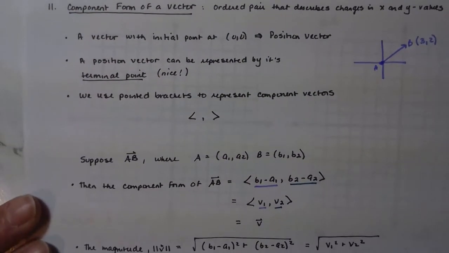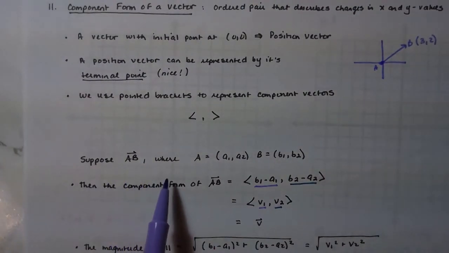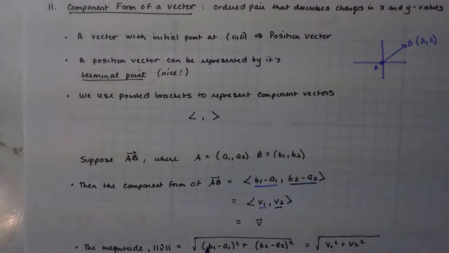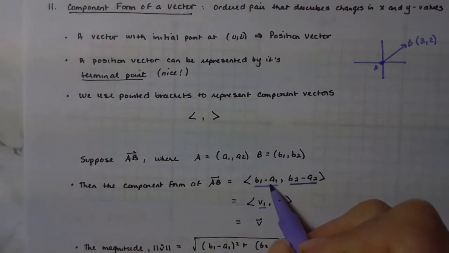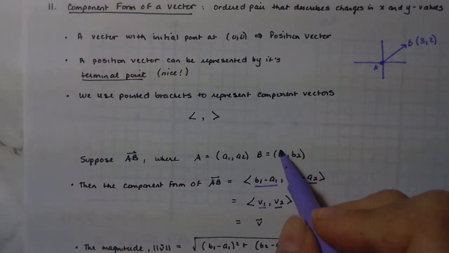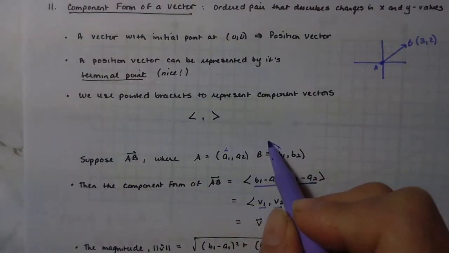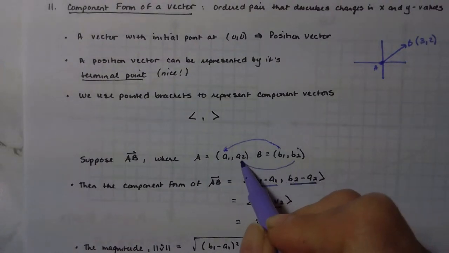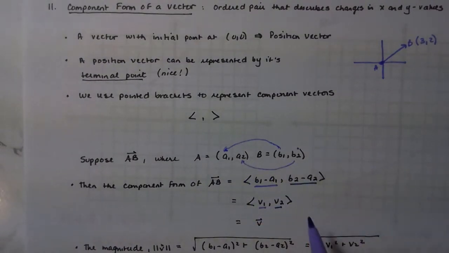So it says, suppose AB was a vector where A has the point A sub 1, A sub 2, and B has the point B sub 1, comma B sub 2. Then the component form of this is very easy to find. And it doesn't even have to be just at the origin. You can do it anywhere, but it's B sub 1 minus A sub 1. So think of subtracting x's if you want to think of this as xy. And then B sub 2 minus A sub 2. That's going to give you two numbers, and that's going to be your vector v.